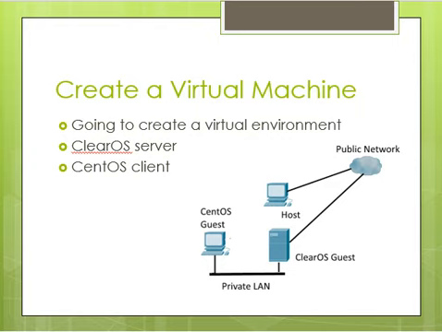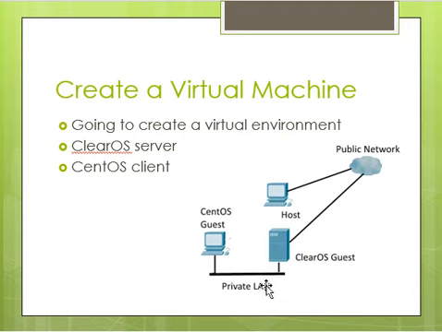All right, so we're going to create a virtual environment. This is our host. This would be our PC that we're going to run our virtual machine on. We're going to run using VMware Workstation or VMware Player. And we're going to have 2 virtual machines. One virtual machine is going to be a server that's going to run ClearOS. We're going to have it connect directly to the public network, that's called Bridged.